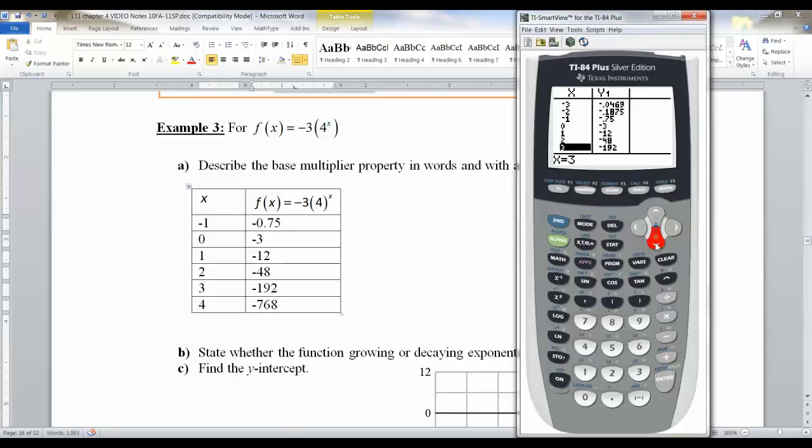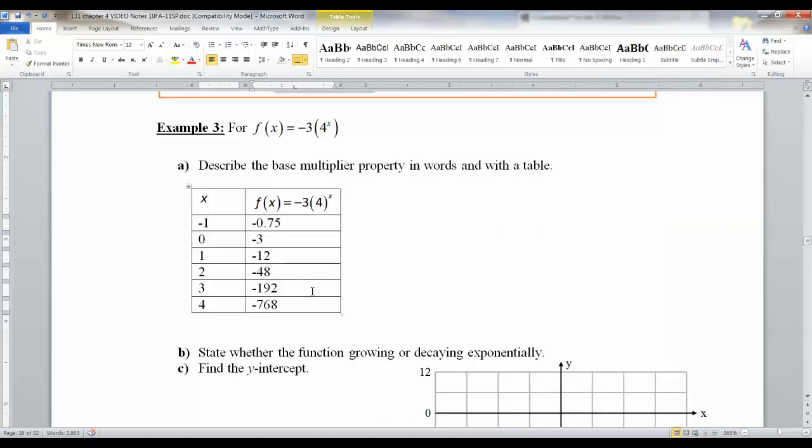Again, they're right down there. There they are. Okay, so I got those in there. Fabulous. All good. So I've shown it in a table. Now what's happening in words?